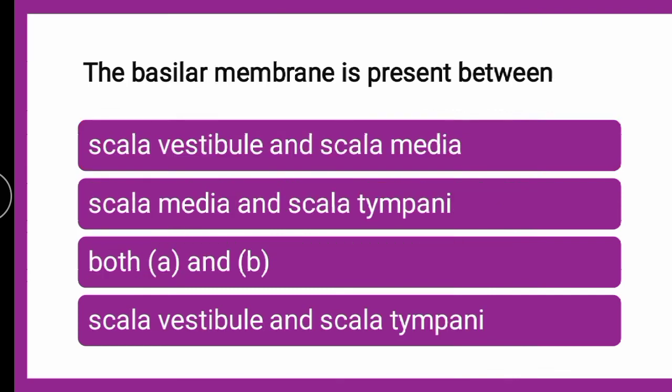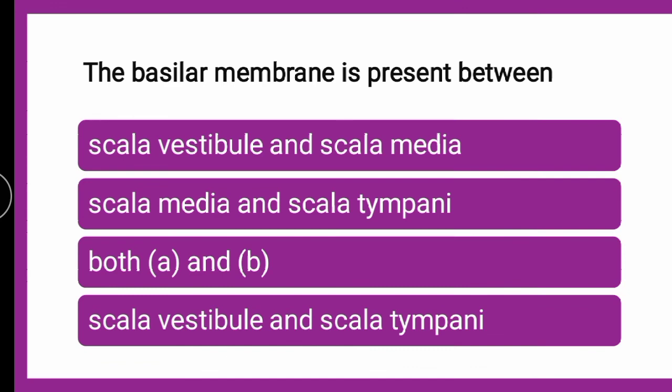Next question is, the basilar membrane is present between dash. Whether the basilar membrane is present between the scala vestibuli and scala media, scala media and scala tympani, both A and B, or scala vestibuli and scala tympani.